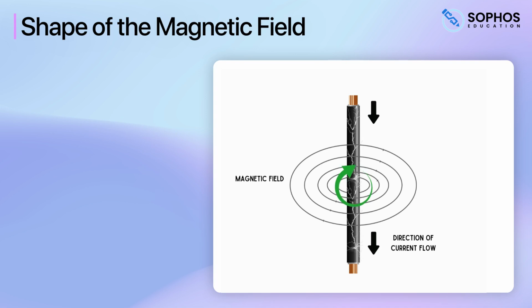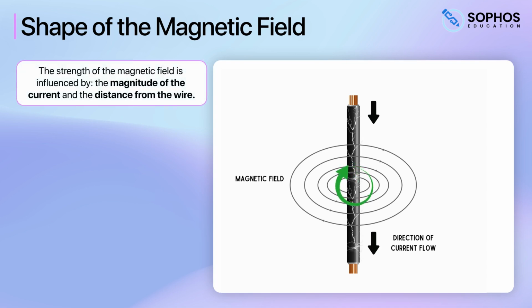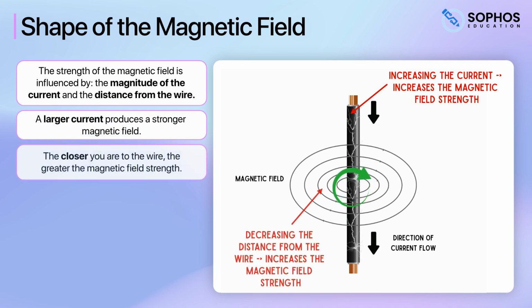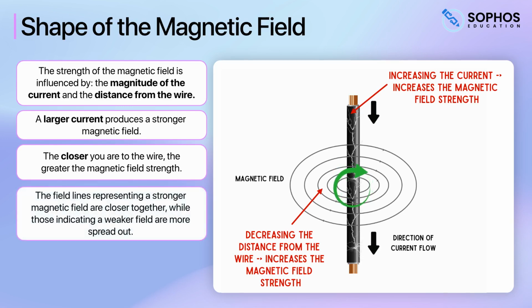Let's now turn to the strength of this magnetic field. This is influenced by two main factors, the magnitude of the current and the distance from the wire. A larger current produces a stronger magnetic field. Thus, increasing the current flowing through the wire will enhance the magnetic field strength. Additionally, the closer you are to the wire, the greater the magnetic field strength. The field lines representing a stronger magnetic field are closer together, while those indicating a weaker field are more spread out.